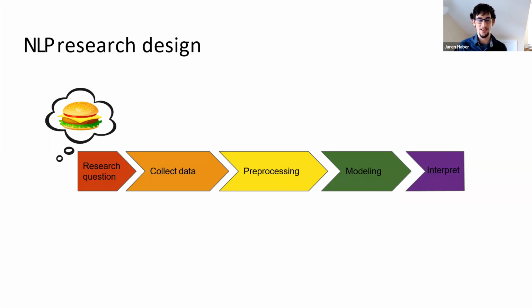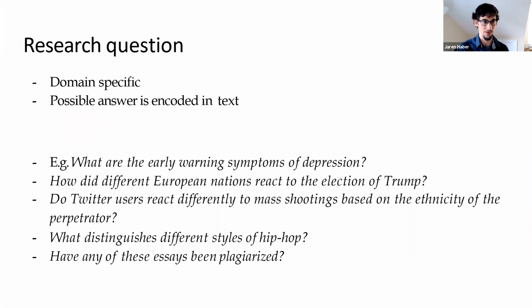But in NLP, it's something you want to learn about the world. We're all scientists here. You know what a research question is. And I'll give you a couple of examples. They are domain specific, and you need to be able to use text to answer the question. So for example, what are the early warning signs of depression? How did different European nations react to the election of Trump? Do Twitter users react differently to mass shootings based on the ethnicity of the perpetrator? What distinguishes different styles of hip hop? And have any of these essays been plagiarized?